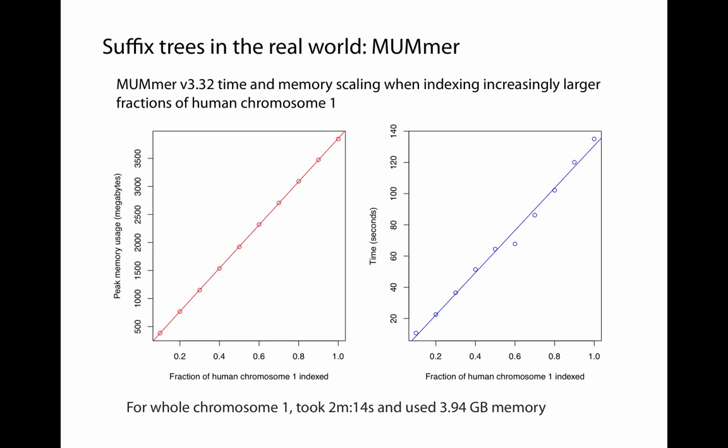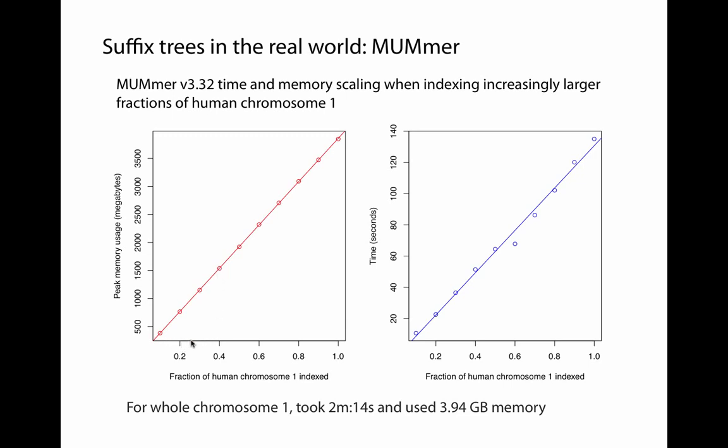I also did a series of experiments to confirm that the amount of memory used by Mummer and the amount of time used by Mummer when it builds a suffix tree of a string both grow linearly with the length of the string. To make this plot here, I divided human chromosome 1 up into prefixes. So this is a very short prefix. This is a prefix that contains about 20% of chromosome 1. This is a prefix that contains 40%, etc.